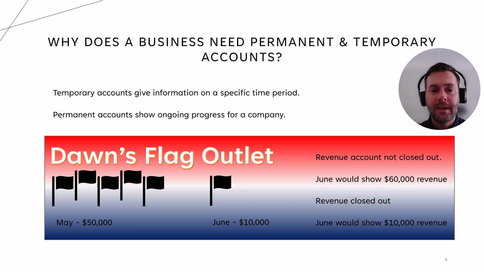Another way I like to look at permanent and temporary accounts is in terms of sports, basketball, baseball, any kind of sport, really. Temporary accounts, think of them as the score during one game. You have the ending score, and then you go on to the next game with everybody at zero. Permanent accounts, think of that as the stats for the players or the team. Those are kept over the entire season, game to game to game, and they're added together. That's a little bit how permanent and temporary accounts are like.